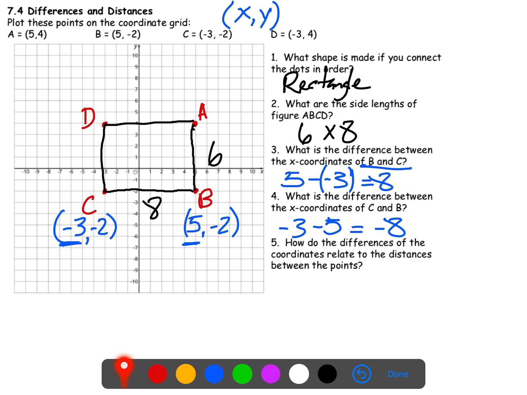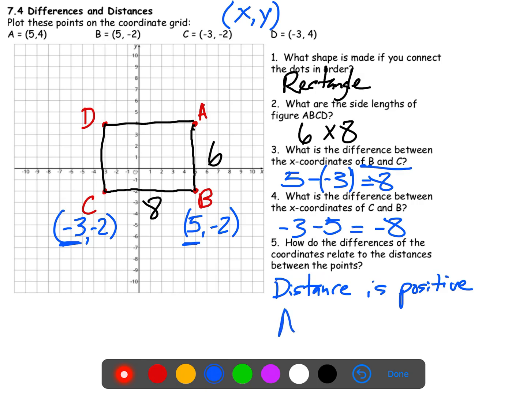Well, for differences, we have our two differences here, and these were opposite numbers. The distance doesn't really change. The distance between these 2 points stays the same because it's the side of a rectangle. That's always going to be 8. So the distance is a positive distance. Distance is positive.